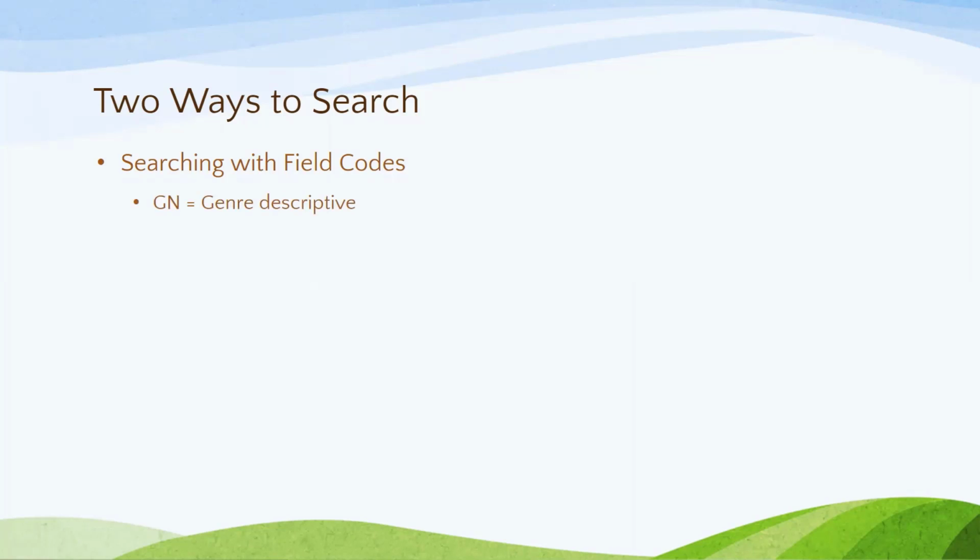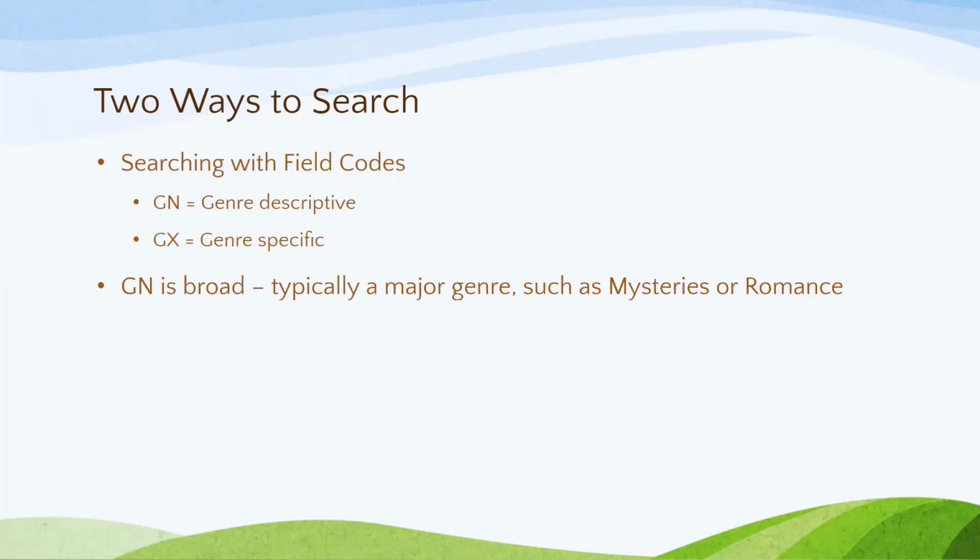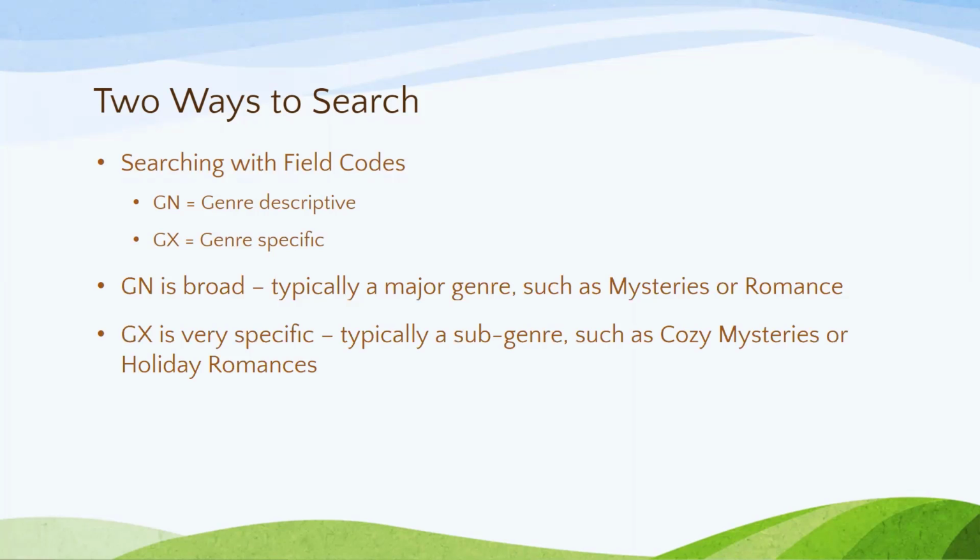One field code is GN, that's genre descriptive, and the second one is GX, that's genre specific. When you search for GN, you're searching broadly. You're looking at a major genre like mysteries or romance. That's the big umbrella. GX is very specific. You're looking at a subgenre, so cozy mysteries or holiday romances. Admittedly, there's a lot of really great options for searching subgenre, but you might not know all of them. So we're going to talk about how you can find a list of those.